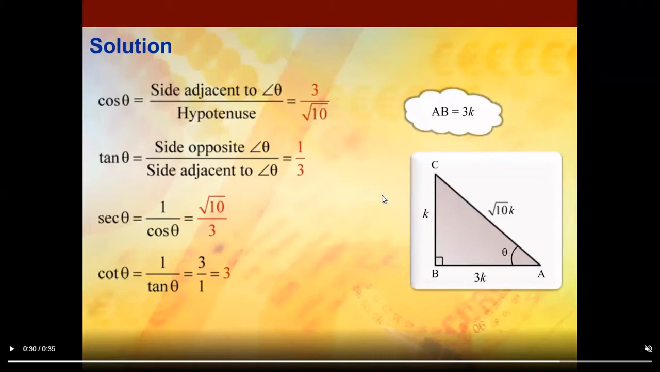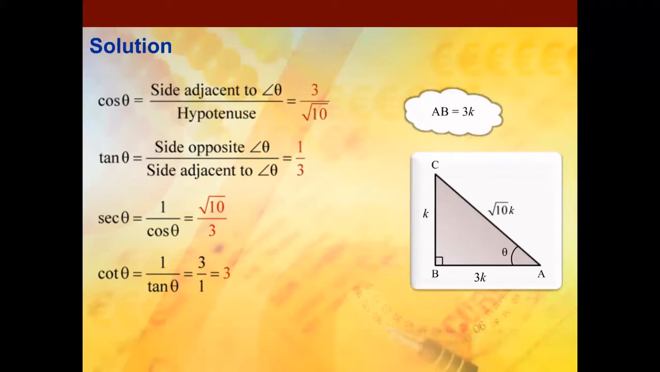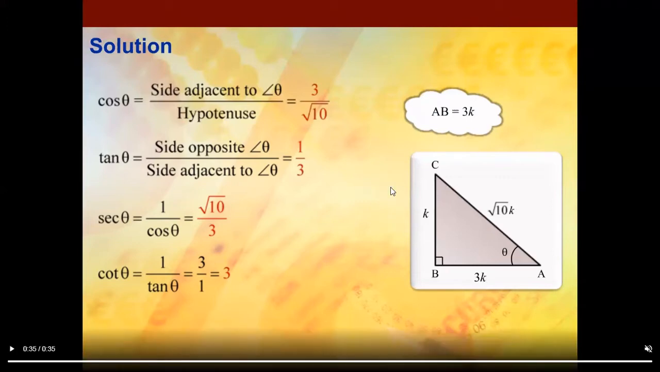This is how we can solve all the trigonometric ratios when two sides are given and the third side is found by using the Pythagoras theorem. Let us go to the next problem, children. Let us go to example 3.